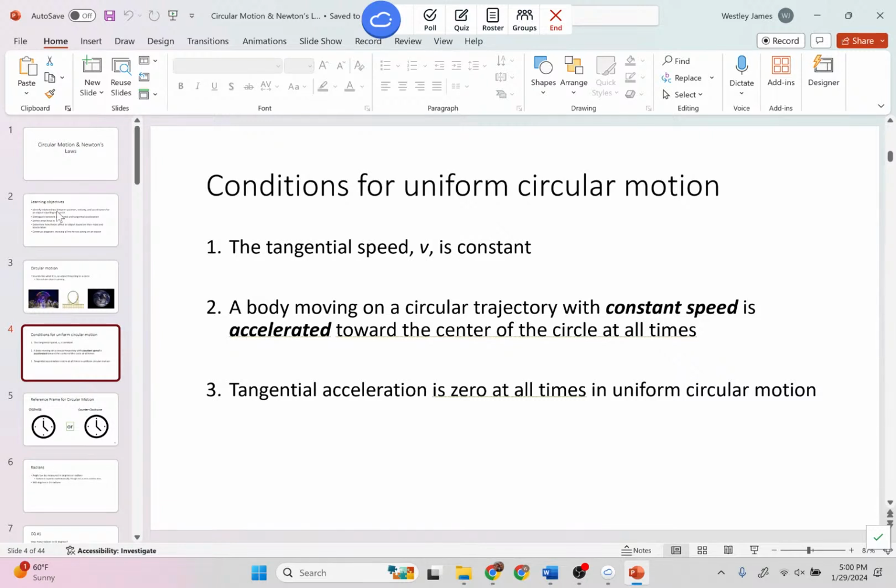We're going to learn about the second point. It's going to be a really important one. A body moving on a circular trajectory with constant speed is accelerated towards the center. We'll spend more time on that at some point later, but this is probably one of the most confusing parts of the whole thing, that the acceleration is towards the center. So we'll talk about that.